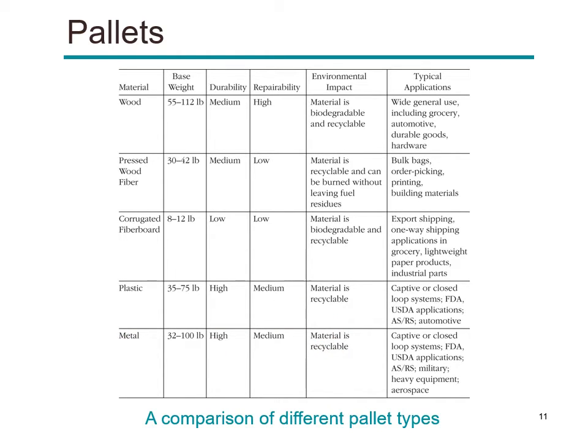So you need to consider which alternative has less environmental impact. And you can consider the typical applications. This wood, for example, is very common. You can see it in many places. So in general use, including groceries, automotive, durable goods, and hardware, we can all see these wooden types of pallets.